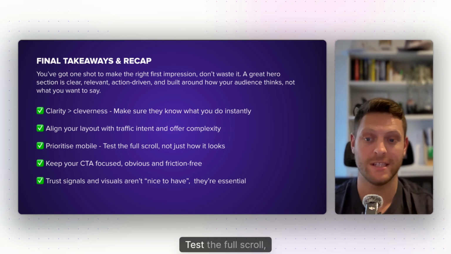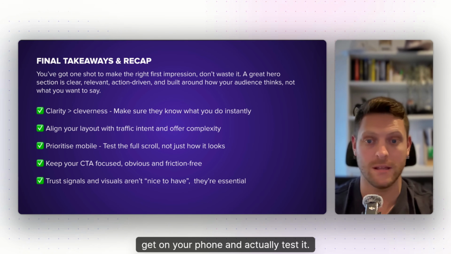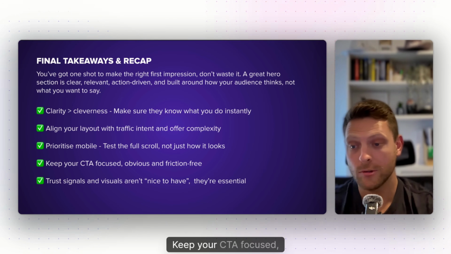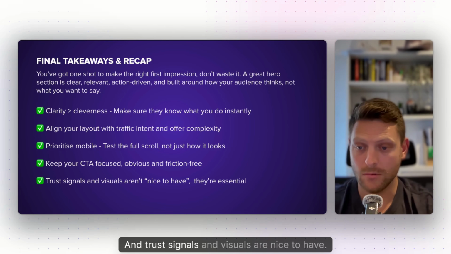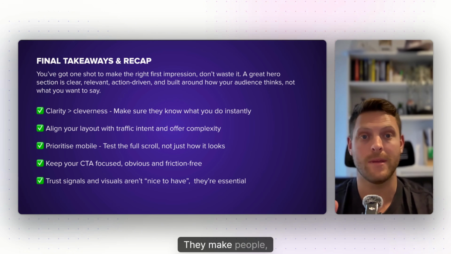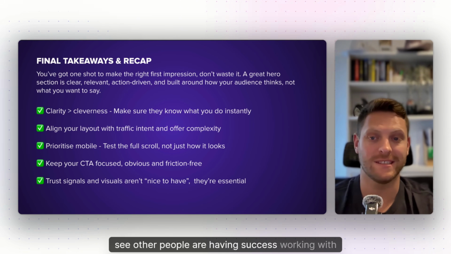Prioritize mobile. Test the full scroll, not just how it looks. Get on your phone and actually test it. Give it to your friends, family, get them to test it as well. Keep your CTA focused, obvious, and friction-free. And trust signals and visuals aren't nice to have. They're essential. They build trust. They make people actually want to work with you because they can see other people are having success working with you as well.